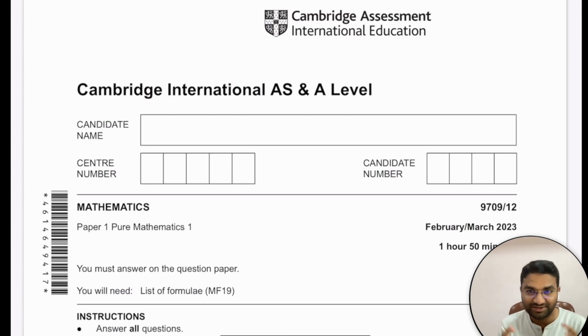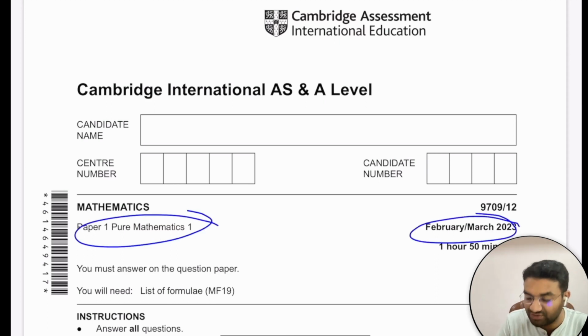Today we have to discuss one of the challenging and interesting questions from Pure Mathematics 1, February/March 2023.